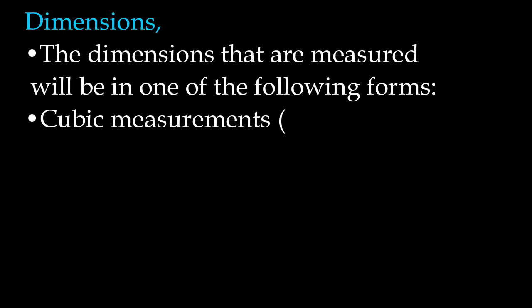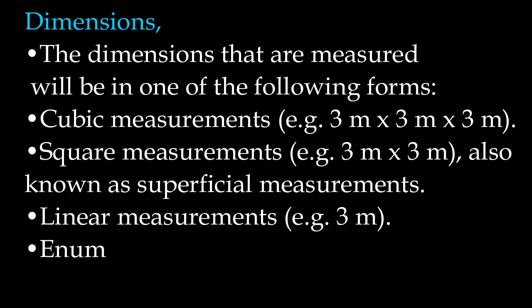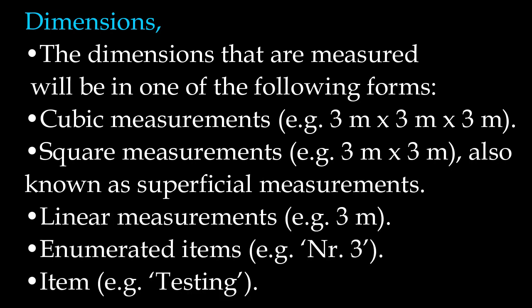Dimensions. The dimensions that are measured will be in one of the following forms. Cubic measurements, for example 3m x 3m x 3m. Square measurements, for example 3m x 3m, also known as superficial measurements. Linear measurements, for example 3m. Enumerated items, for example 3 nr. Item, for example testing.